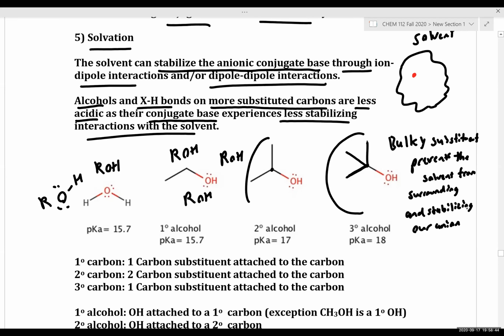Does that make sense to everyone? The more substituents we have, the more bulk we have adjacent to our acidic proton, the harder it is for our solvent to interact with our acidic proton and to stabilize our conjugate base anion. That's why as we go from a primary to a secondary to a tertiary alcohol, as we have more substituents adjacent to our acidic proton, the less acidic that proton becomes.